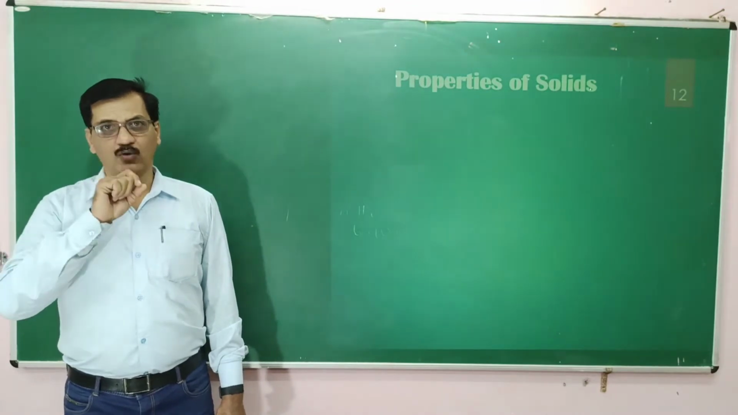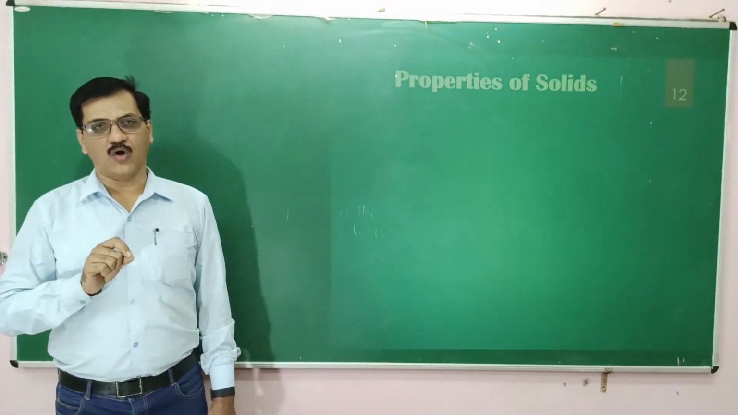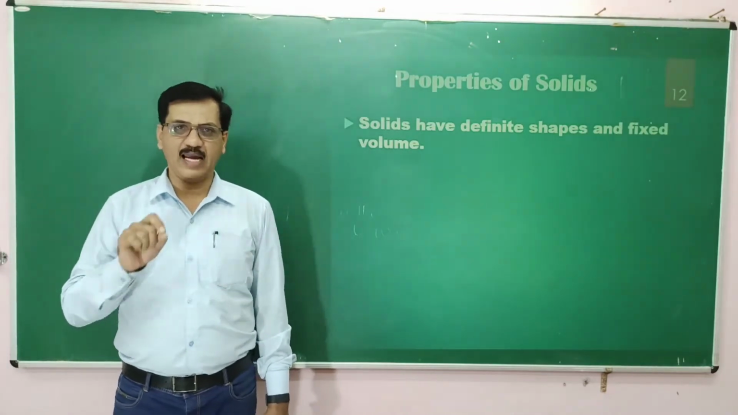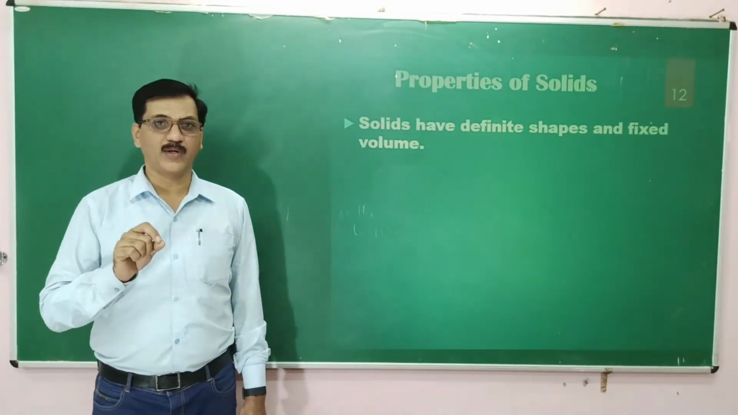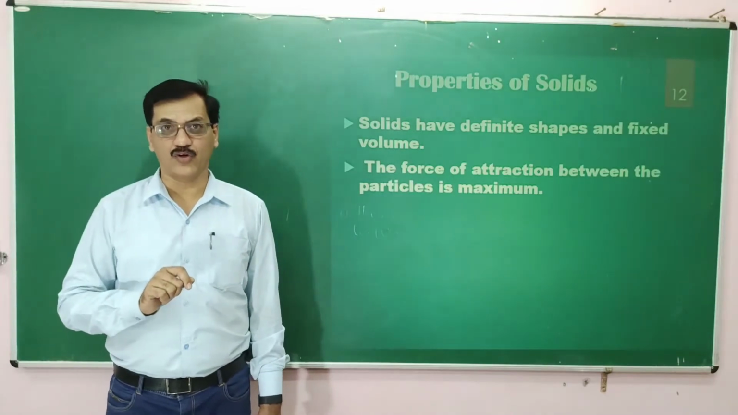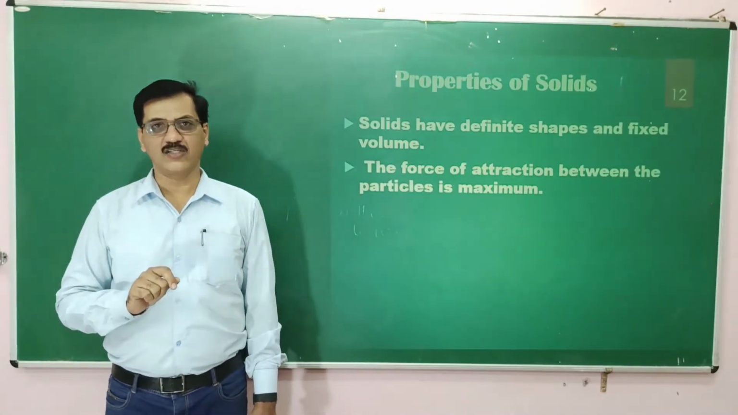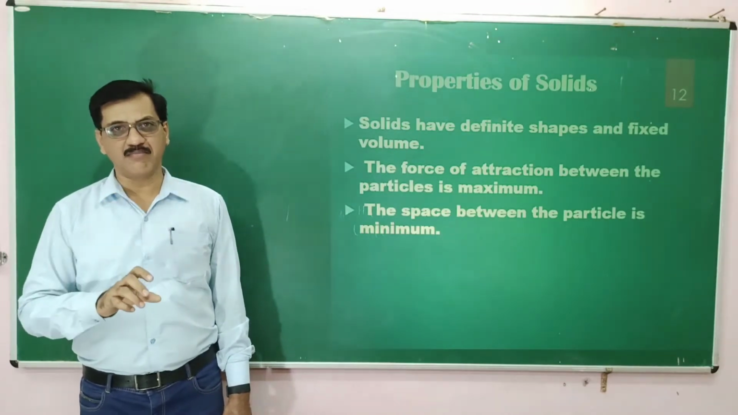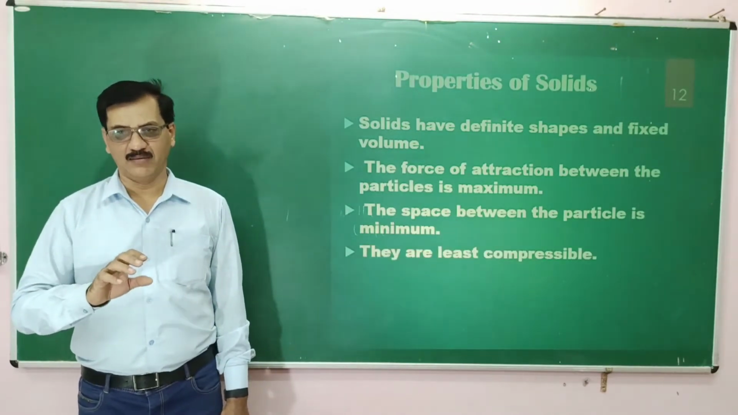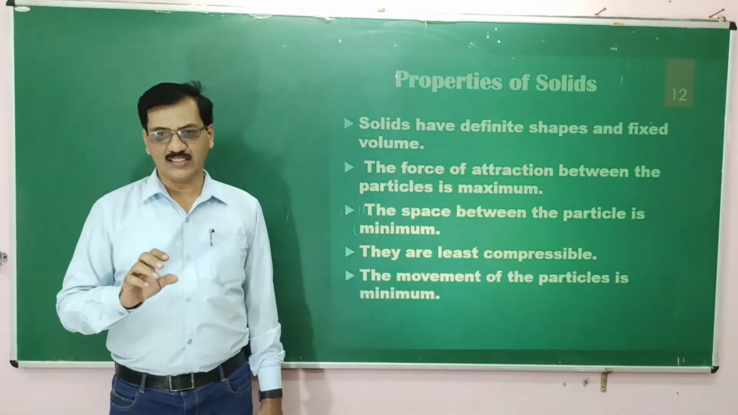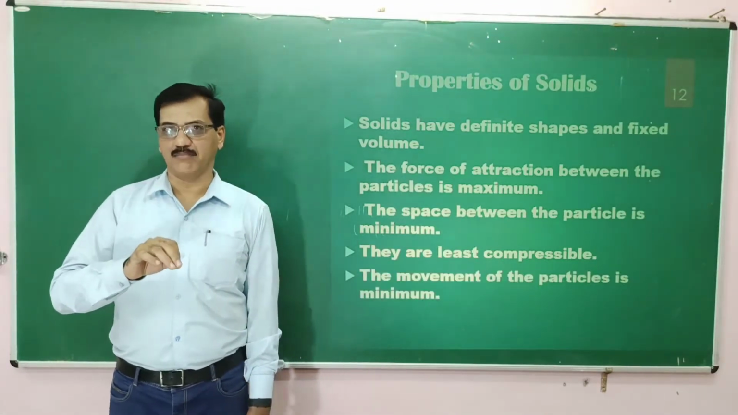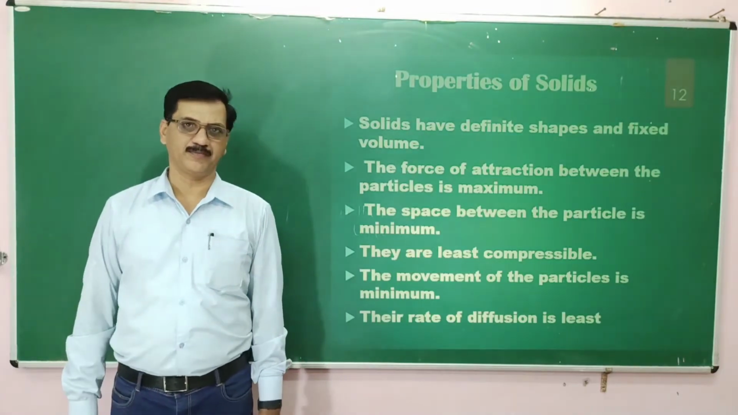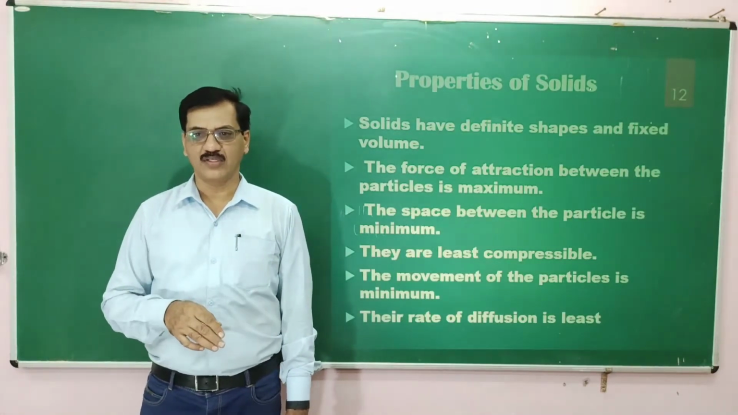Now let us try to recall all the properties of solids. Solids have definite shape and fixed volume. It is because they have strong attractive forces between the particles. In solids, the particle space is minimum, therefore they are least compressible. And lastly, the movement of particles is minimum, therefore diffusion is also least. So these are the properties of solids.